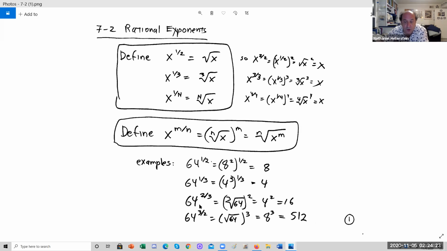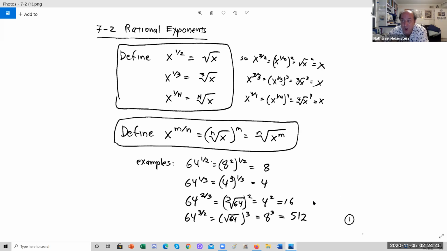Here's 64 to the 2/3 power. We can write this as a cube root squared. The cube root we already got was 4, so 4 squared, therefore 16. 64 to the 3/2 power, that'll be the square root cubed. The square root is 8, get 8 cubed, that's 512.